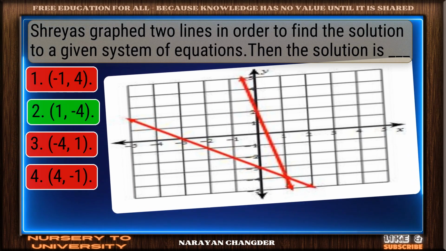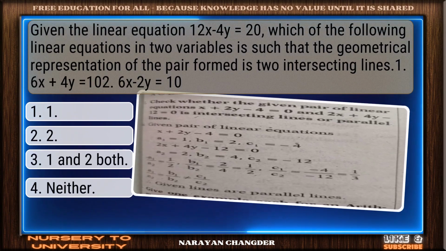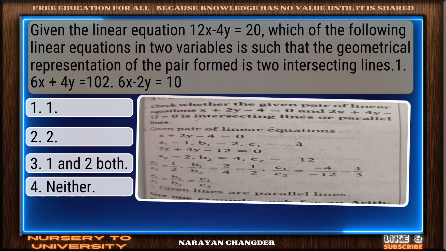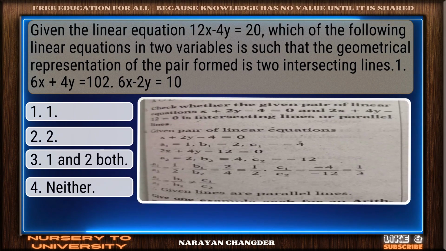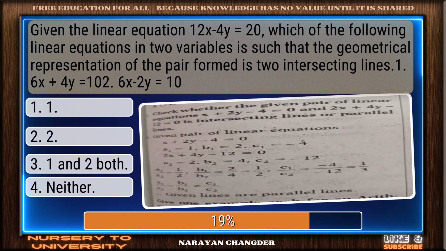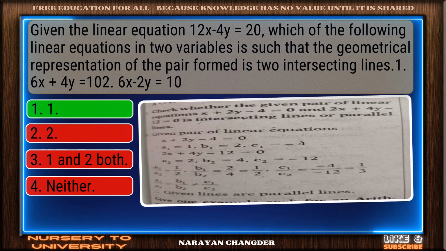Solid response is valid. Given the linear equation 2x + 3y = 20, which of the following linear equations in two variables is such that the geometrical representation of the pair formed is two intersecting lines? 1. 6x + 4y = 1, 2. 6x + 2y = 10. On track, 1 is correct.